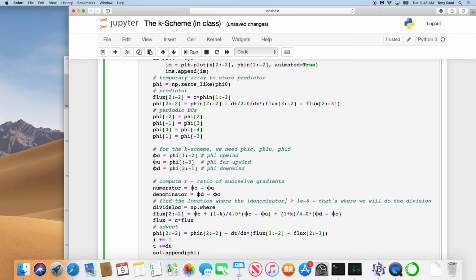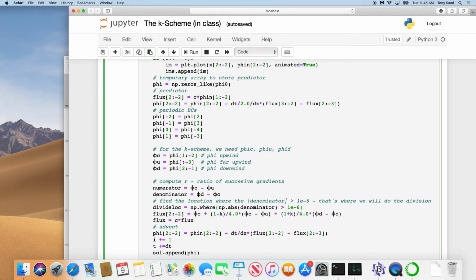So we're going to say np.where of np.absolute of the denominator is greater than 1e to the minus 6. np.absolute of the denominator is an array of absolute values of the denominator. We're just finding the indices, the locations where the denominator is greater than 10 to the minus 6. In other words, it's not 0. Okay? So that's what we're looking at.